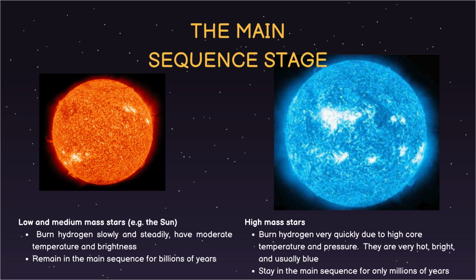High-mass stars, on the other hand, burn hydrogen much faster due to extremely high core temperature and pressure. They are very hot, very bright, and usually appear blue. As a result, they consume their fuel quickly and stay in the main sequence for only millions of years. In short, the greater the mass of a star, the faster it burns its fuel and the shorter its life.